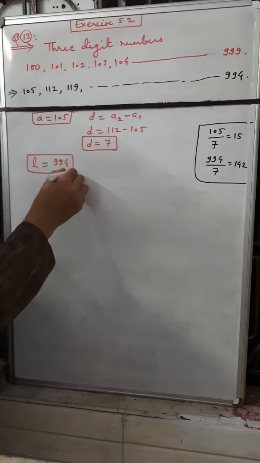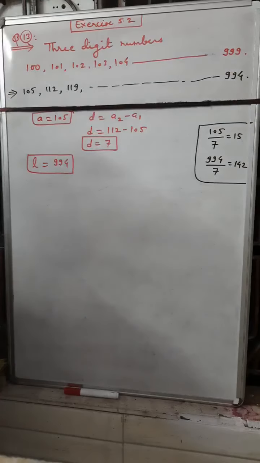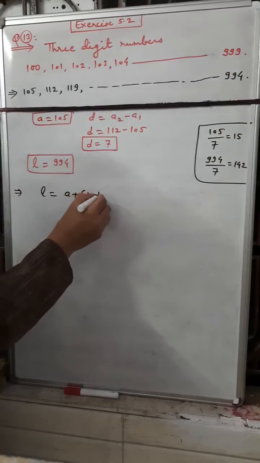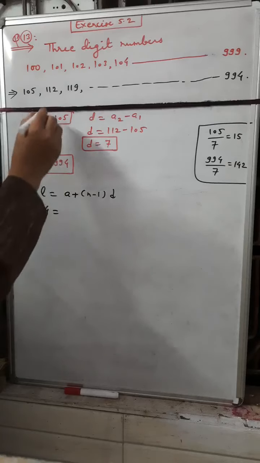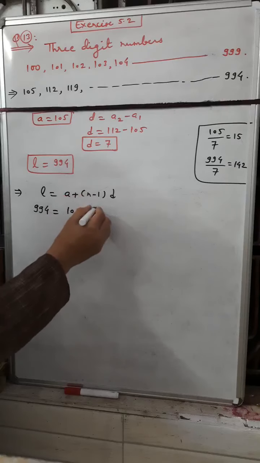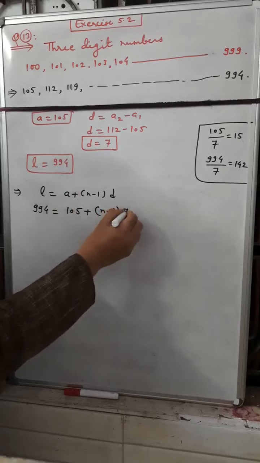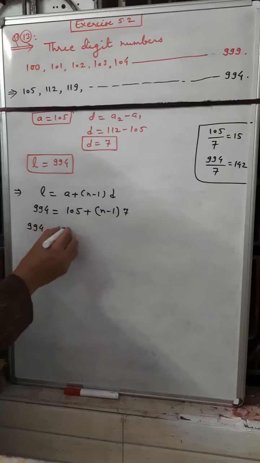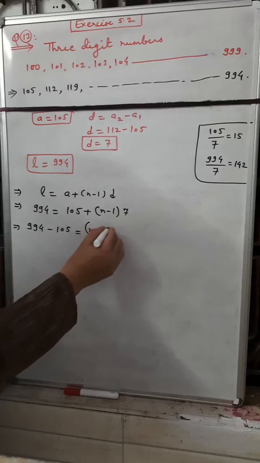We have to calculate how many numbers situated between 100 and 999 are divisible by 7. So we know the formula, L is equal to a plus n minus 1 into d. Put the value, L is equal to 994, a is equal to 105 plus n minus 1. We don't have the value of n, we have to calculate n. The common difference d is given as 7. Now transfer 994 minus 105 to the left hand side.